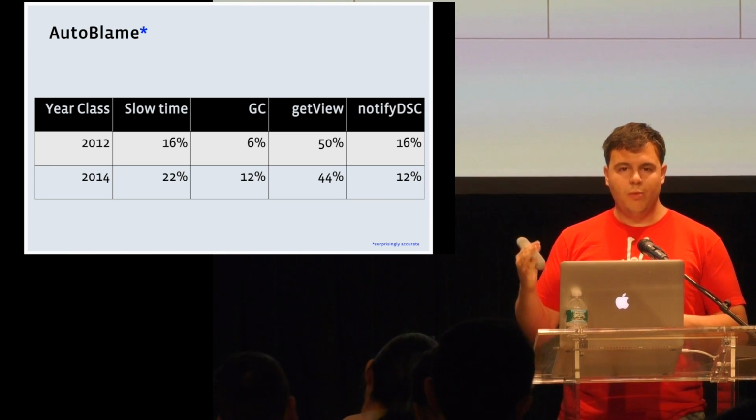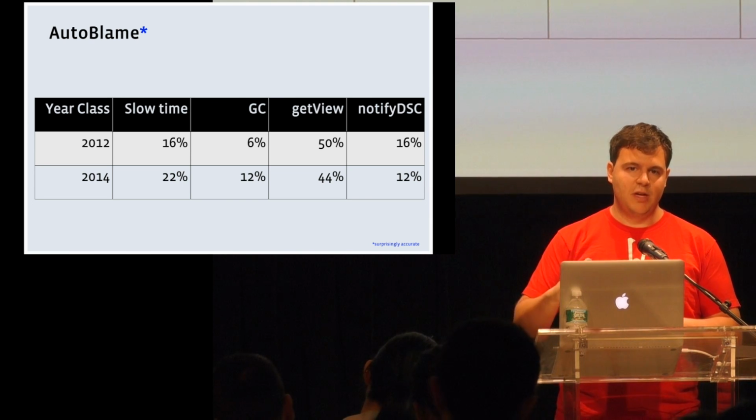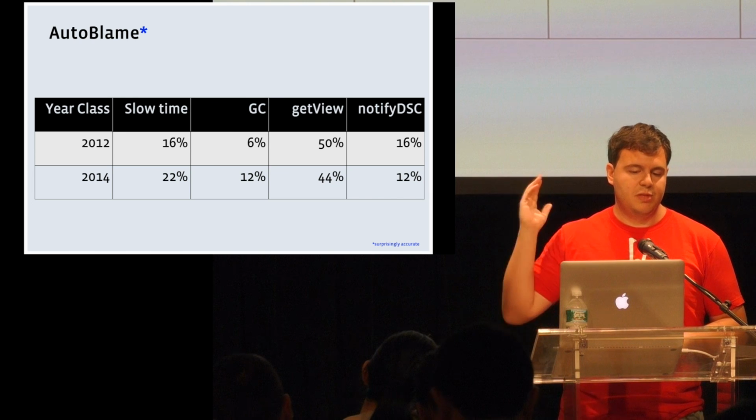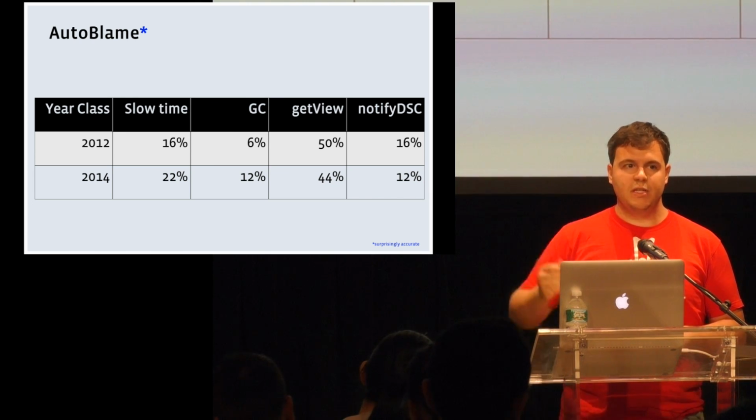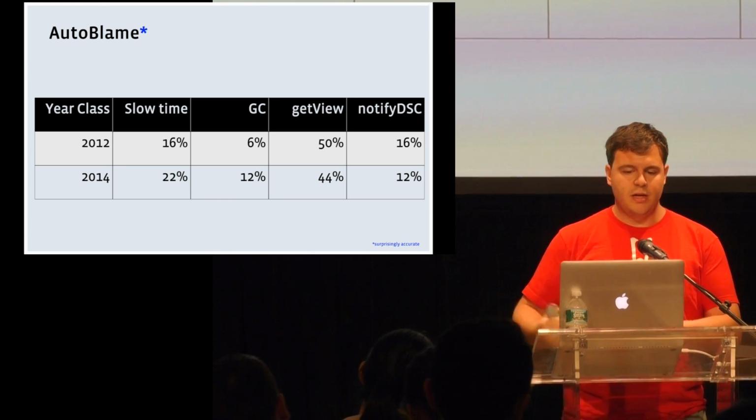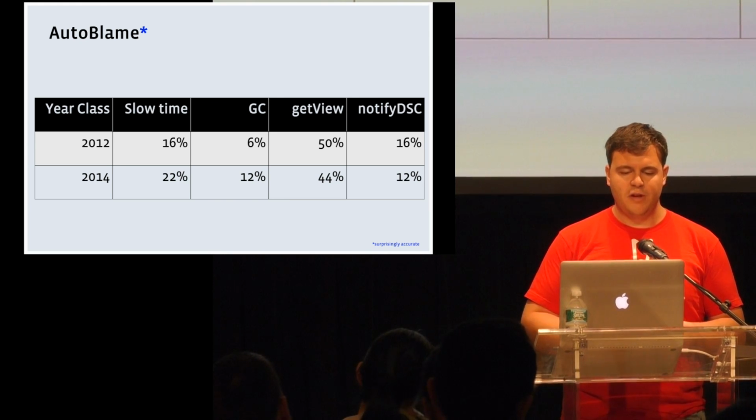And you can also see what problems are affecting classes of devices. So garbage collection, as you can see here, is affecting newer devices more than it is on older devices. Whereas get view and notify dataset changed are fairly similar.